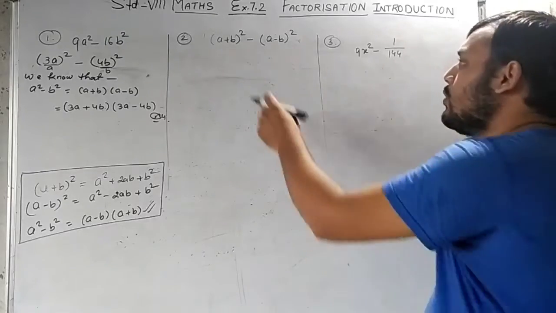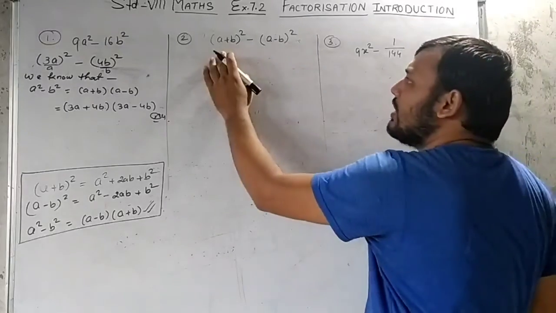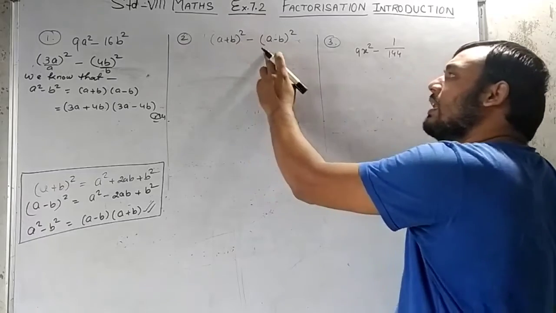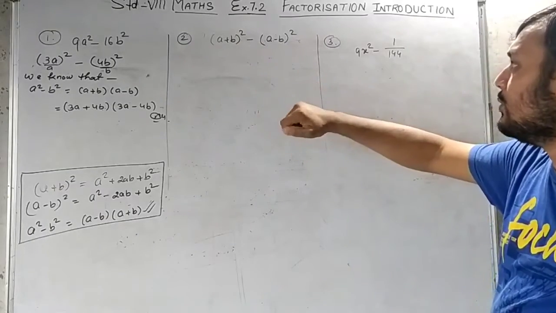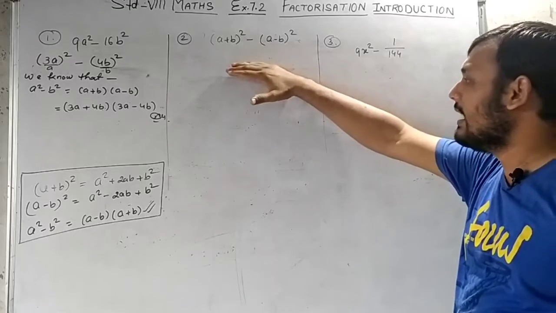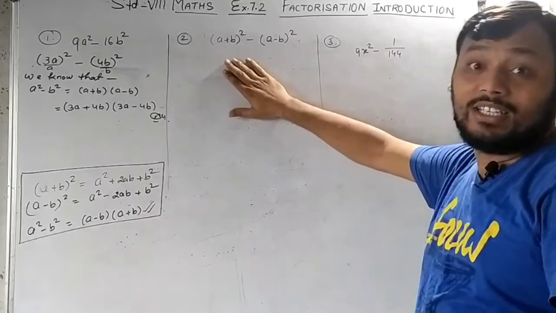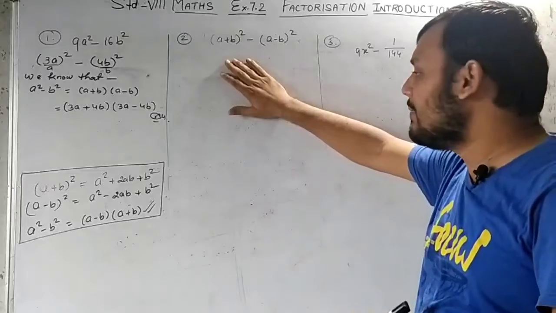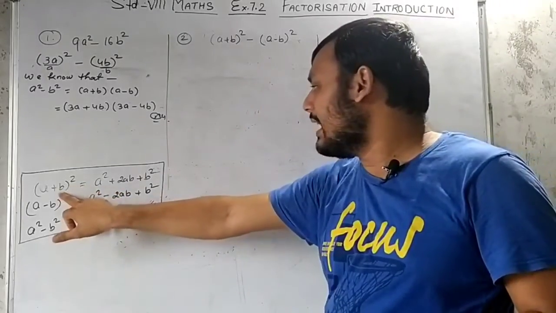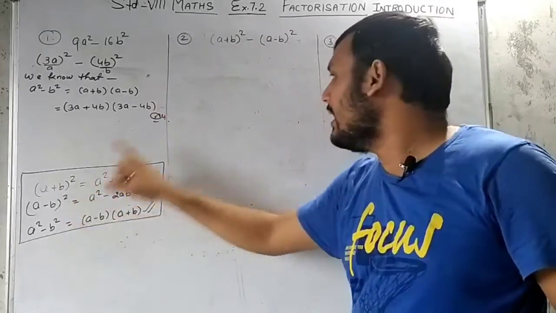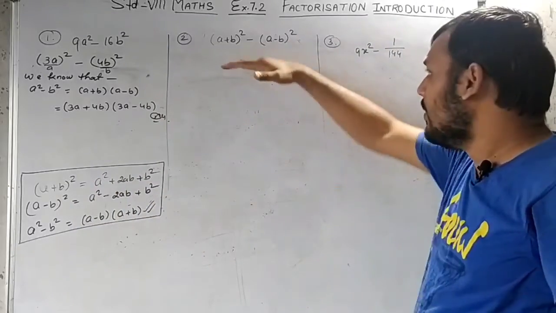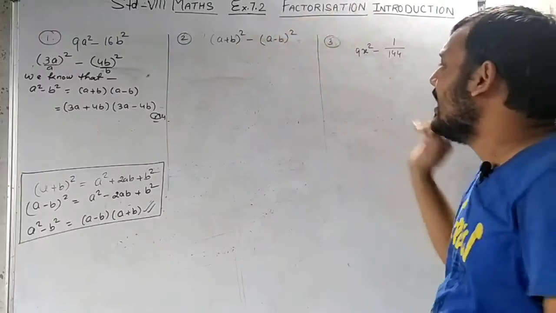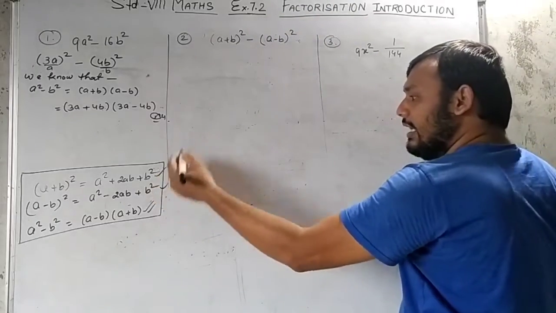So now we are going to move towards question number 2, which is a plus b whole square minus a minus b whole square. What we can do is, this is an identity, directly given here. This identity is a plus b whole square and a minus b whole square. So we will open this identity given here.